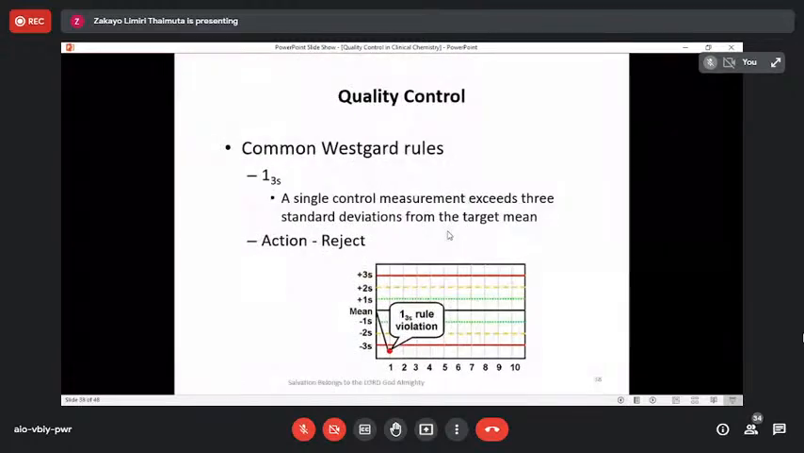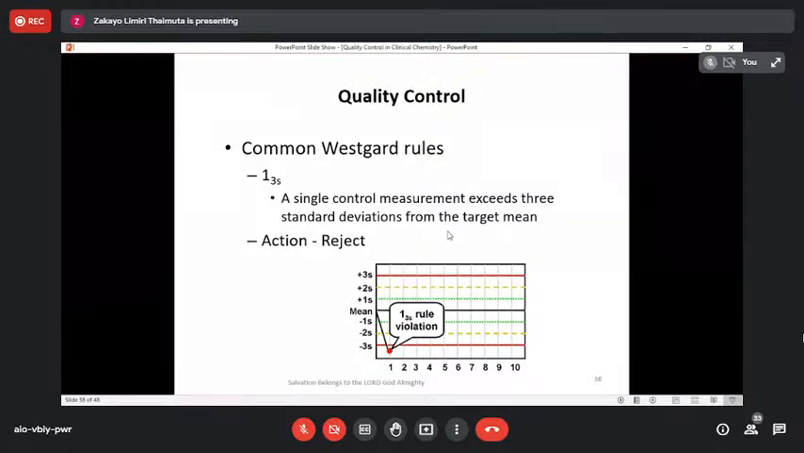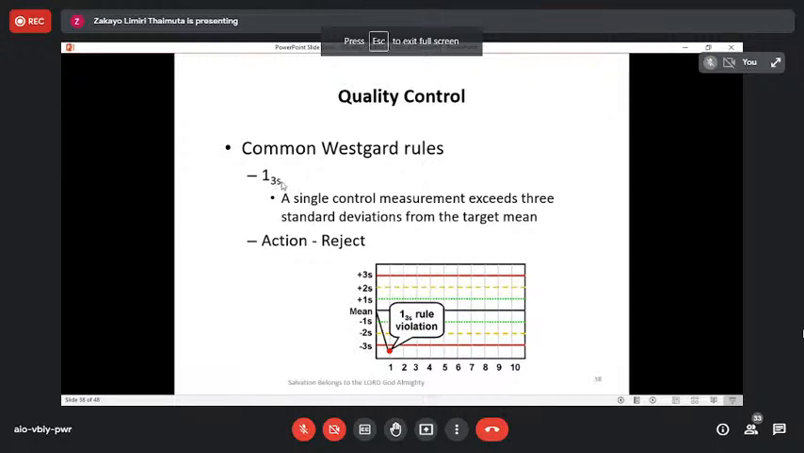Now, Westinghouse rules are indicated in terms of figures and an alphabet letter, S, which stands for standard deviation. The subscript numeral is the number of standard deviations, and the other numeral is the number of controls. Like what you are seeing on your screen now is 1 3S. What does that mean? The 1 3S here refers to one control exceeding 3 standard deviations.